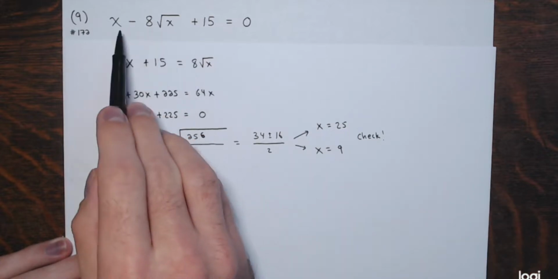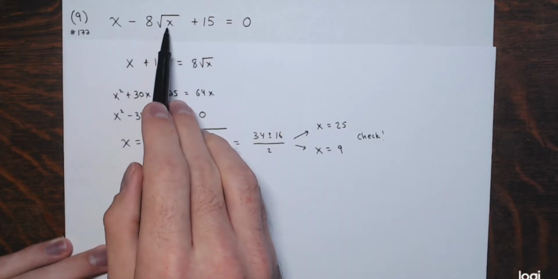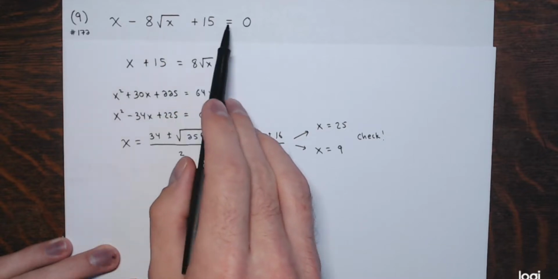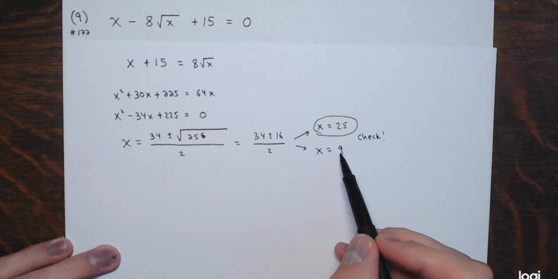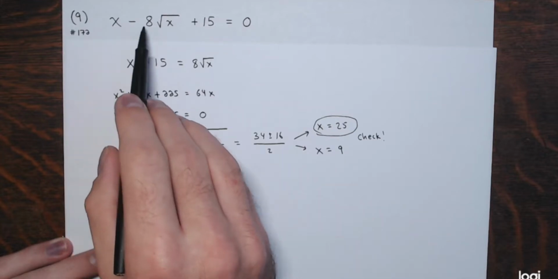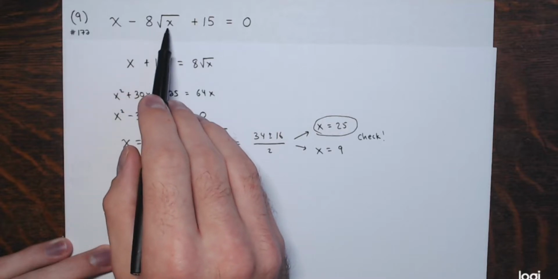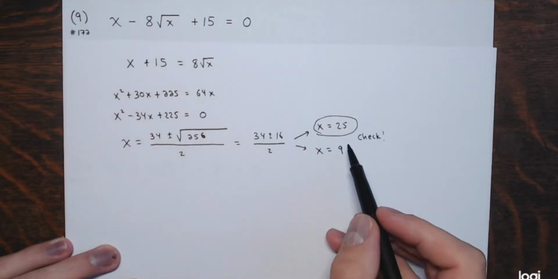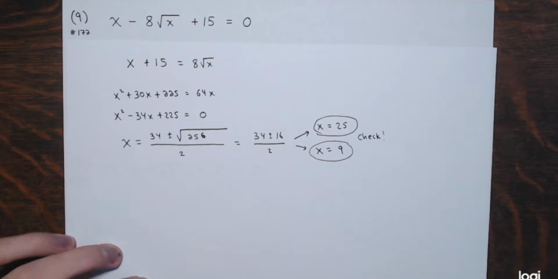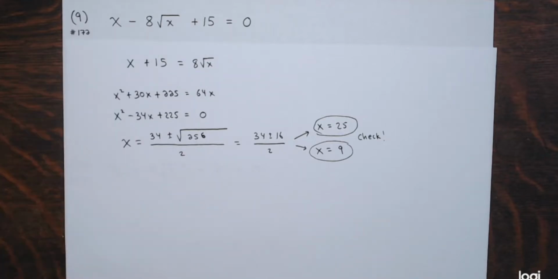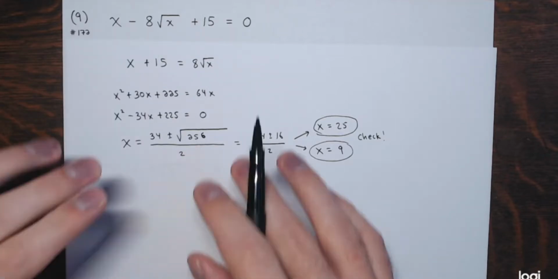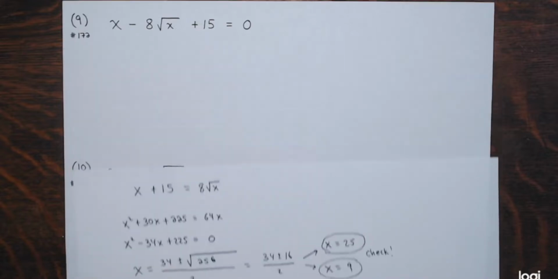Square root of 25 is 5. 8 times 5 is 40. 25 minus 40 is negative 15, plus 15 is 0. This works. Plug in 9. 9 minus 8 times 3. 9 minus 24 is also negative 15, plus 15. This works as well. Alright, so 25 and 9, that was the old way.